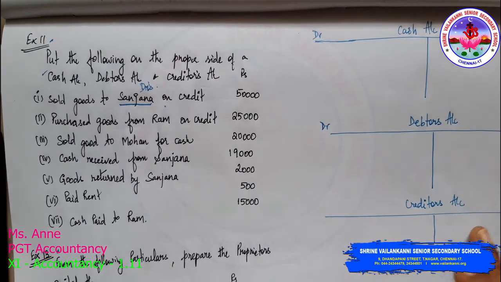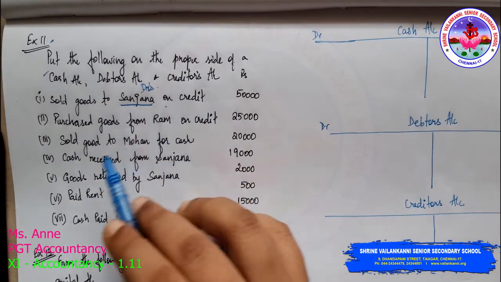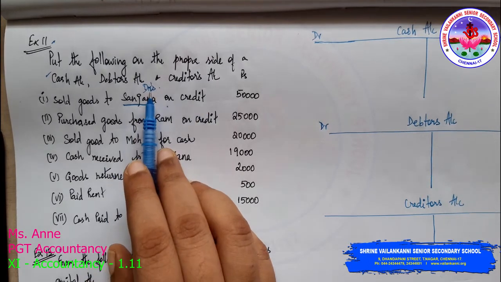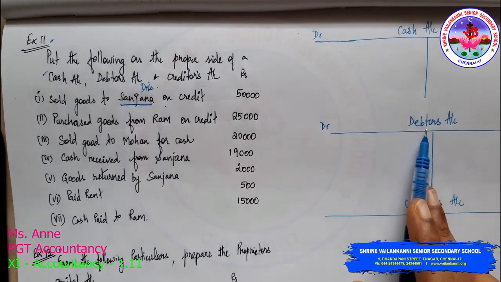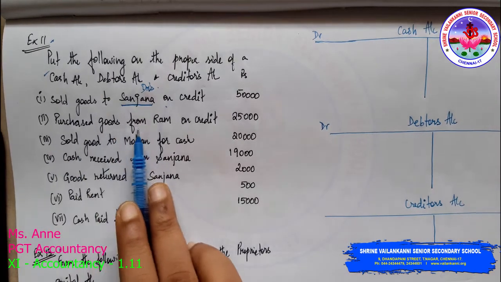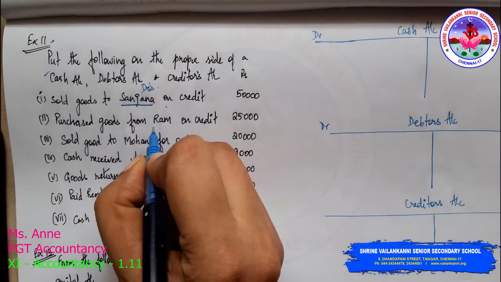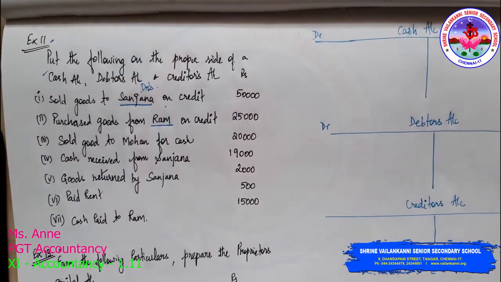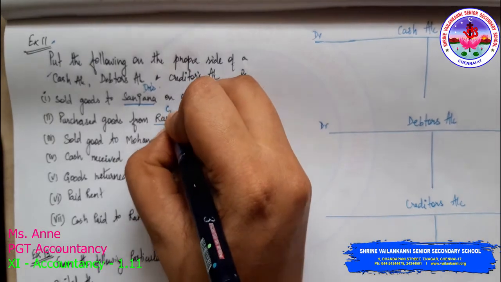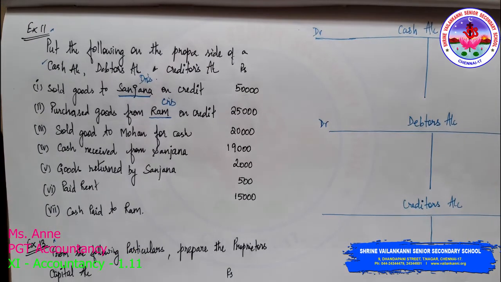That is the question. So first transaction is sold goods to Sanjana on credit. Now when you are selling goods to Sanjana on credit, Sanjana becomes our debtor. So we have to enter it in the debtors account. Purchased goods from Ram on credit. Now we are purchasing goods from Ram. We have to pay him money. So Ram becomes our creditor. I hope that you are following.